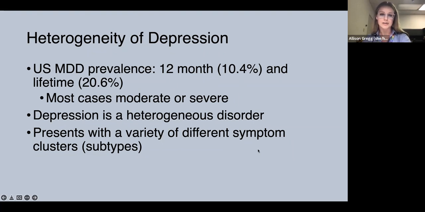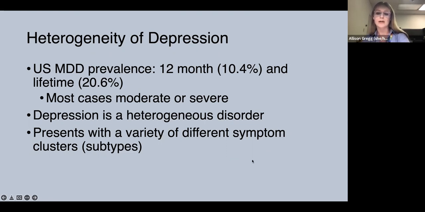Within that, it's really important to note how heterogeneous depression is as a disorder. We see that it can present clinically with a variety of different symptom clusters, or in this case, subtypes, due to the large number of potential symptom permutations. And so while we diagnose depression as a single entity, MDD, it's interesting to know that there are 681 different combinations of symptoms that could potentially meet DSM criteria. So there can be a huge variety in terms of the presentation that we're seeing.